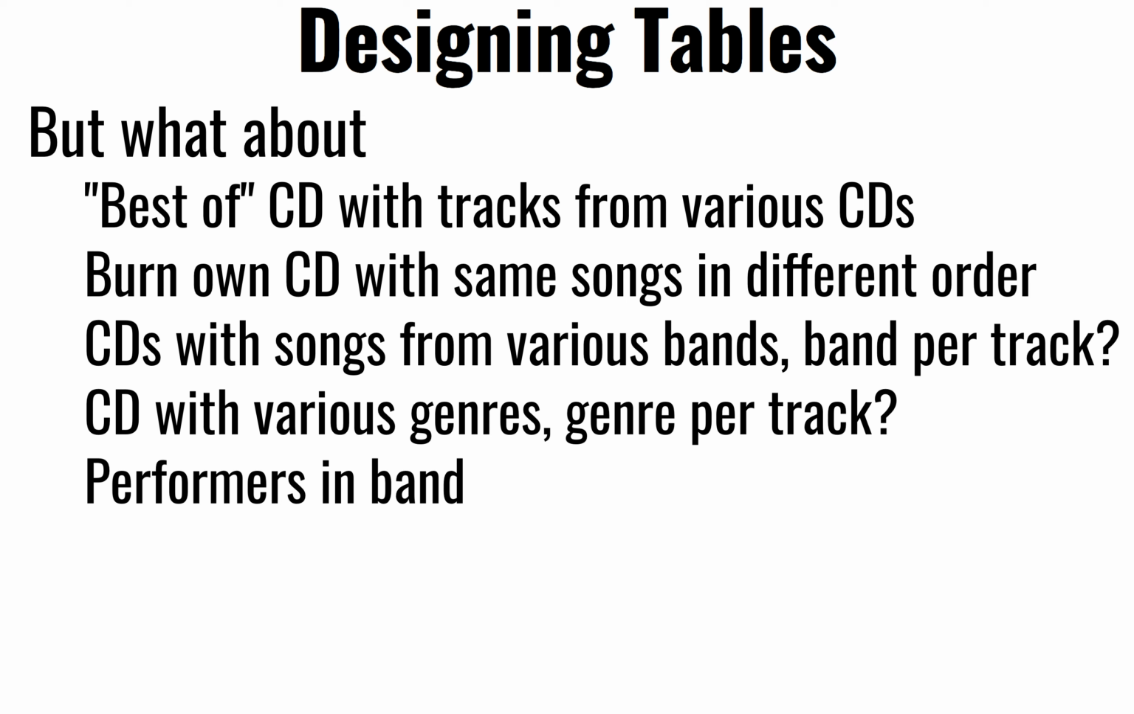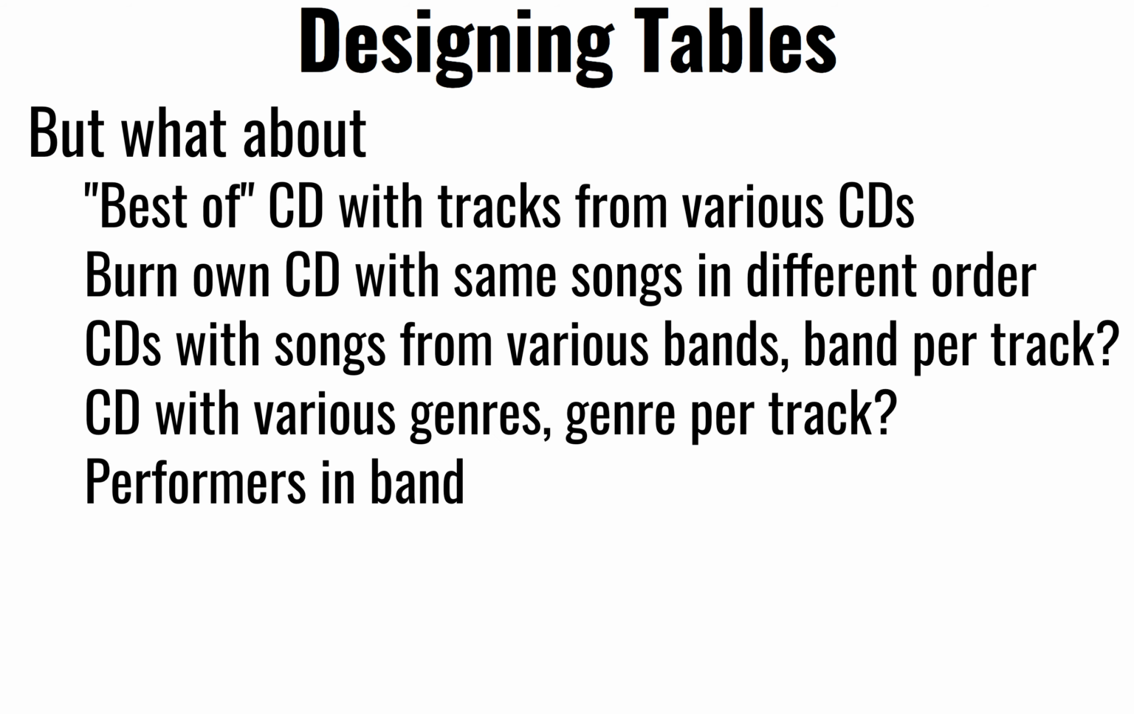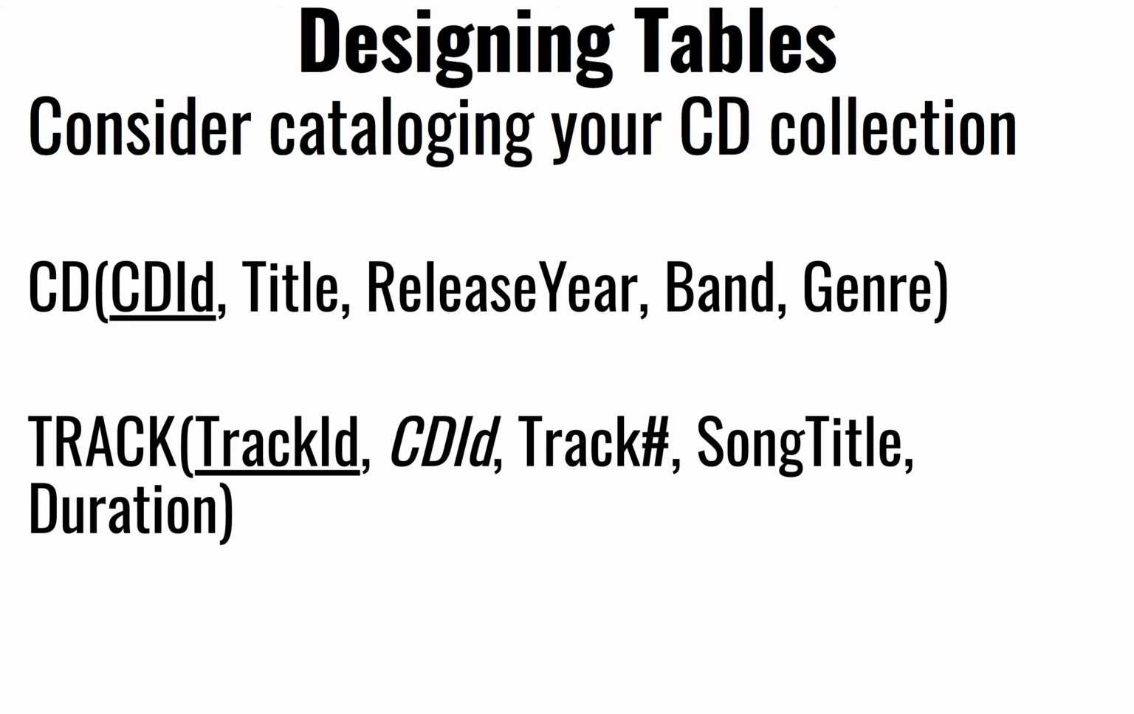So you start finding all these edge cases that don't nicely fit into my original schema. For instance, best-of CDs or CDs with songs from various bands, CDs with various genres. So is it a genre per track? The performance and band, if it's a burn-your-own CD. So you'll find all these edge cases that your nice schema did not take into account.